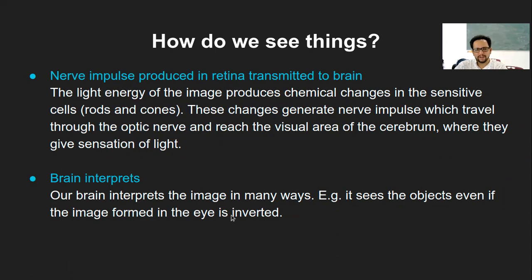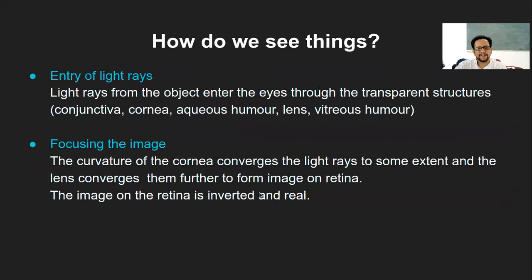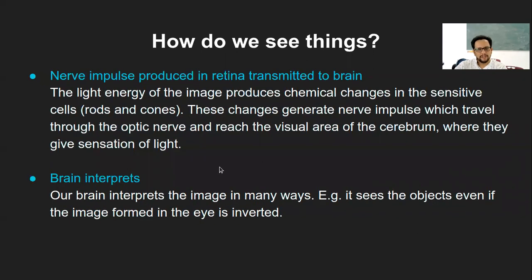So it is divided into these 4 steps: entry of light rays, focusing of the image, that is convergence of the light, then the nerve impulse generation, and the interpretation by the brain of the signal. So that is the general mechanism of how we see things.